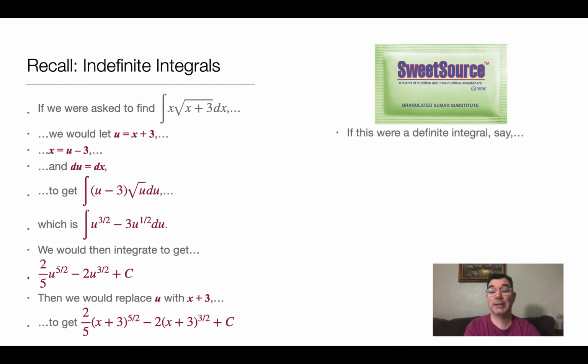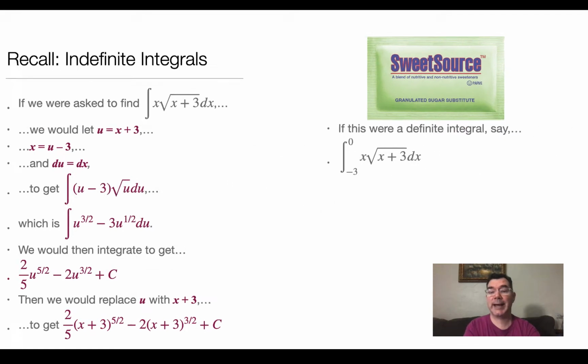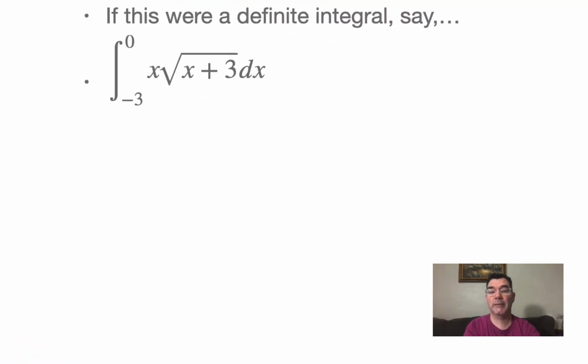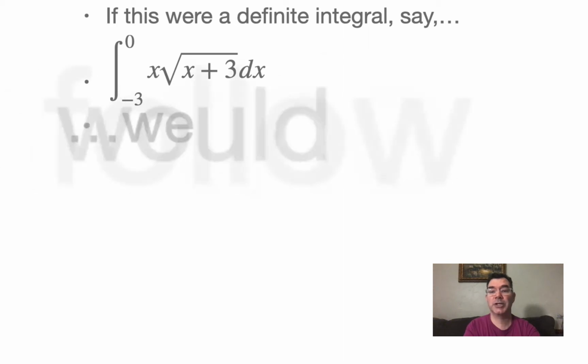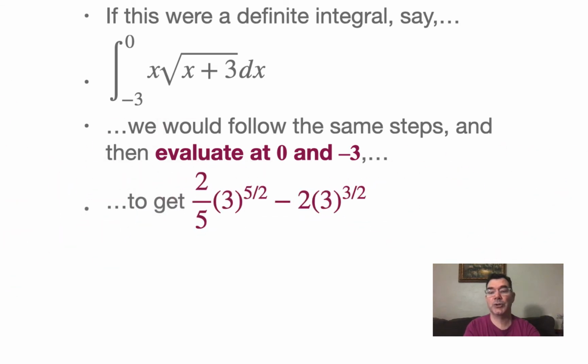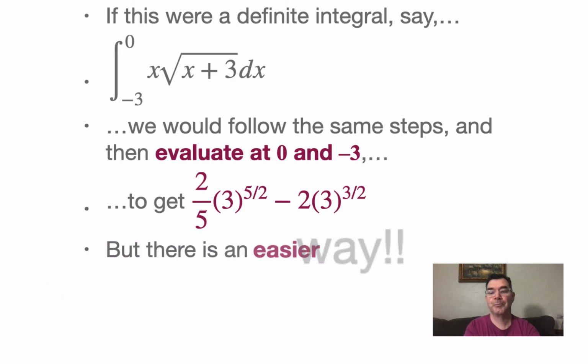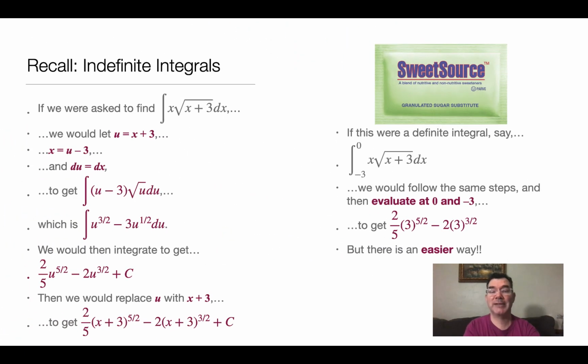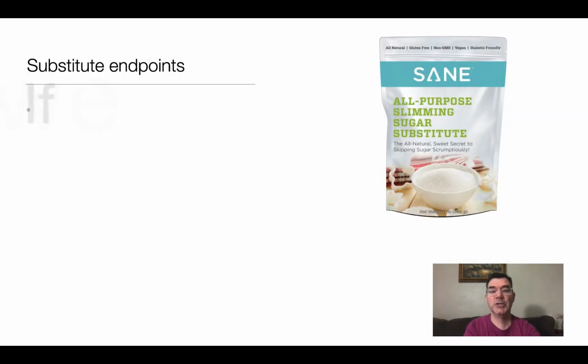All right, if this was a definite integral, so let's say I had endpoints of x equals -3 and x equals 0, what I would do afterwards is take the antiderivative that I got and plug in those two endpoints, and I would get 2/5 times 3 to the 5/2 minus 2 times 3 to the 3/2. But there is an easier way if you have a definite integral. So let's talk about that.